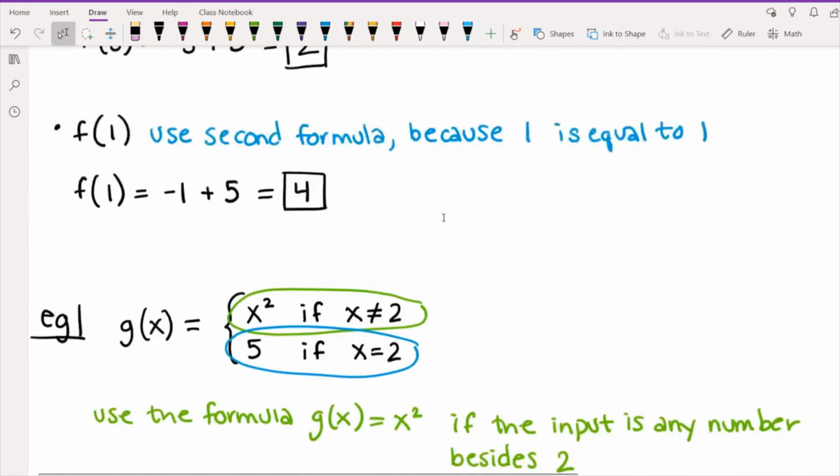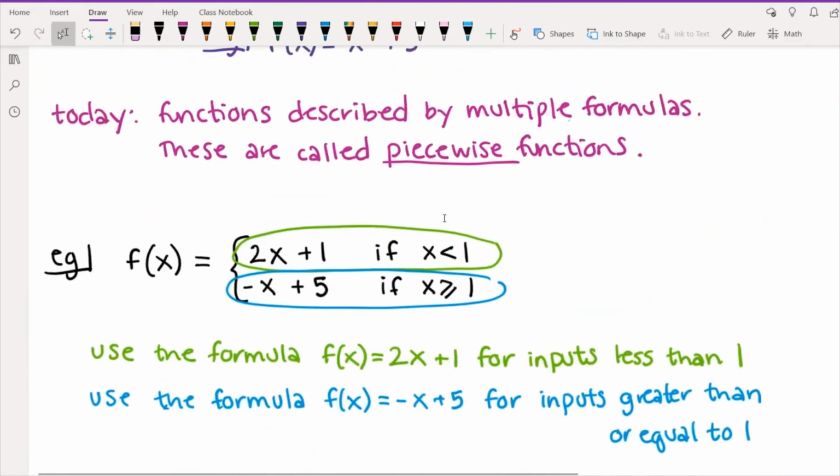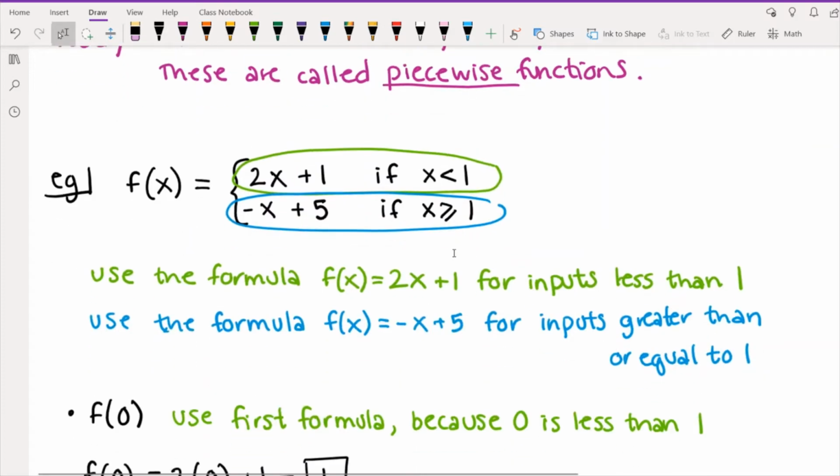So for piecewise functions, you can have more than 2 formulas. So you could add on a third formula and then a different range for x. I'm not going to do an example like that just because it's very similar. I'll put an example like that on the worksheet so you can confirm that you understand how that would work, but it's very, very similar to how these work.